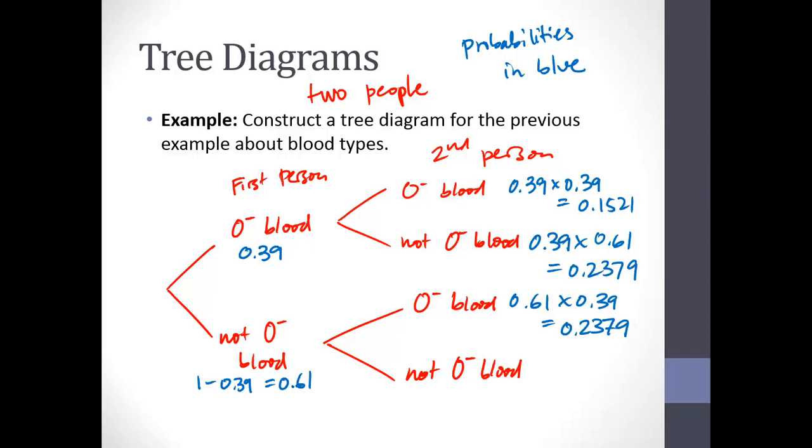The last option we have down there is the first person has something other than O negative blood, and the second person has something other than O negative blood. So that's going to be 0.61 times 0.61, which is 0.3721. And again, we can use that multiplication rule because we're assuming that our first person and our second person are independent. So these are independent.